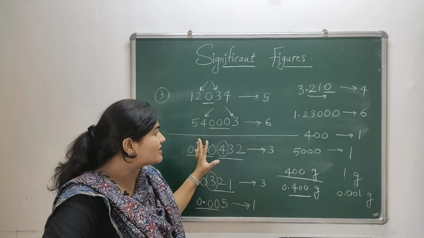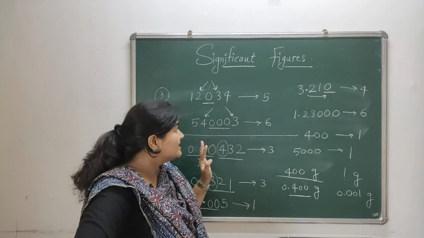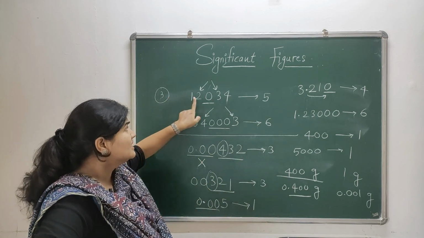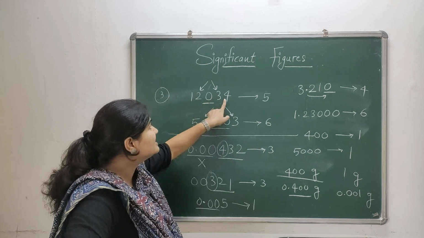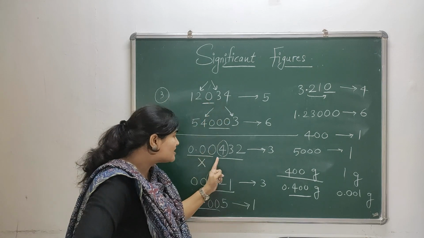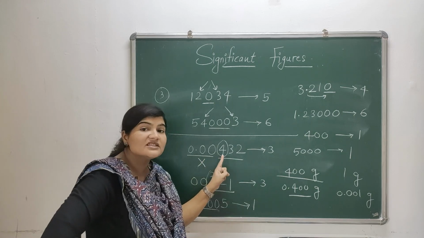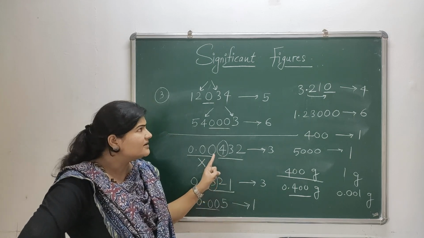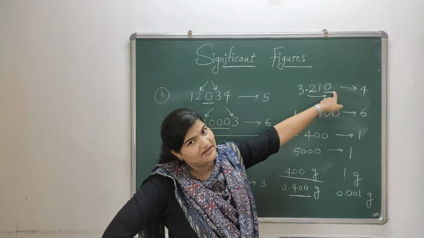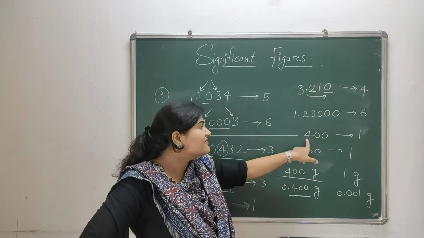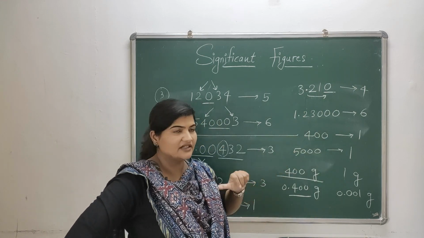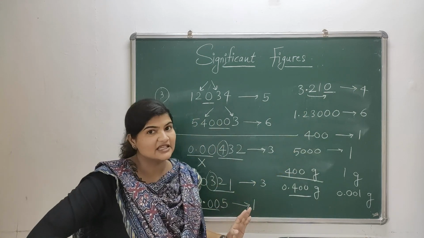Okay, so we have talked about zeros. I will revise briefly. First, the zeros between the non-zero digits are significant. If the zeros are on the left side of a non-zero digit, they are not significant. If the zeros are on the right side of the decimal point, they will be significant. And if there is no decimal point, terminal zeros are not significant. So this is all about zeros.